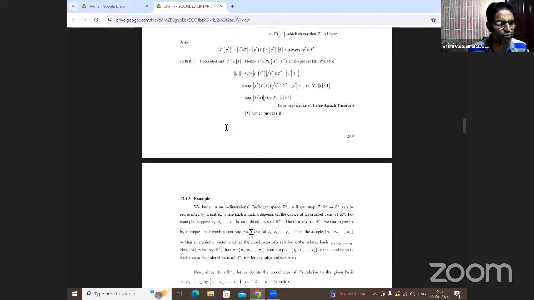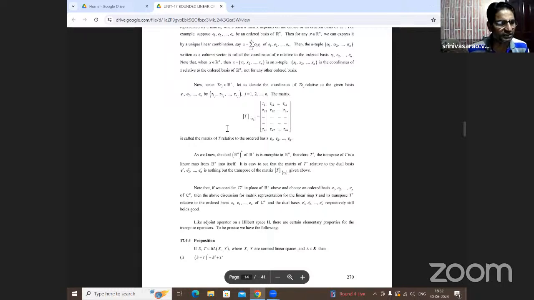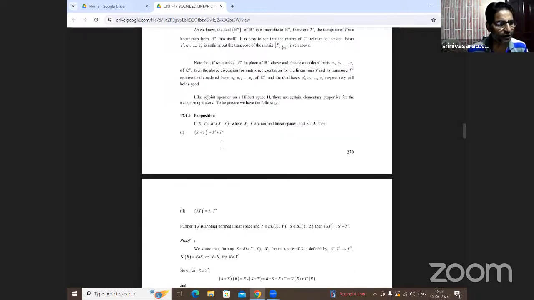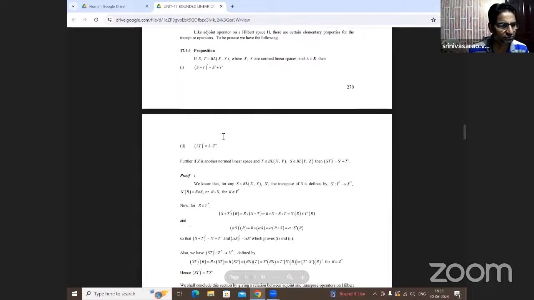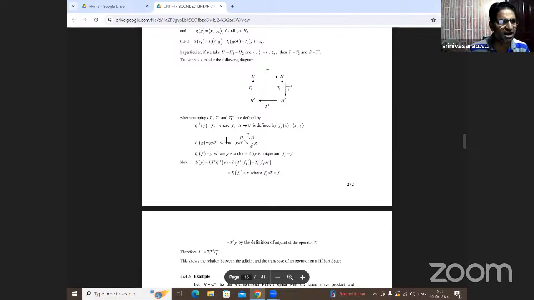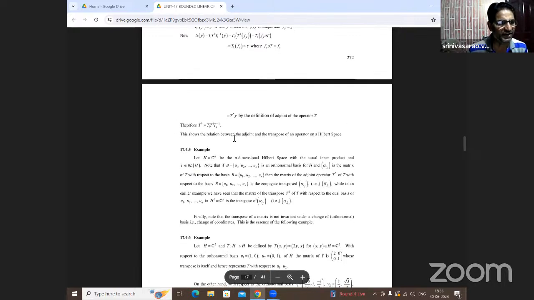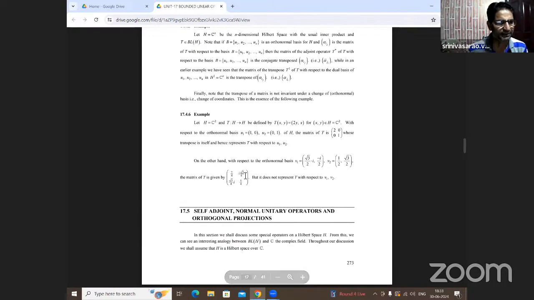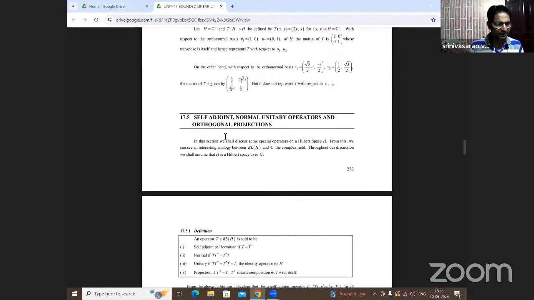This is also one of the most important. Okay, 17.4.4. 17.4.1, 17.4.2, and this one, 17.4.4. This is also very important. Now, these three are the most important in the final examination, students. Okay, that is for your understanding.